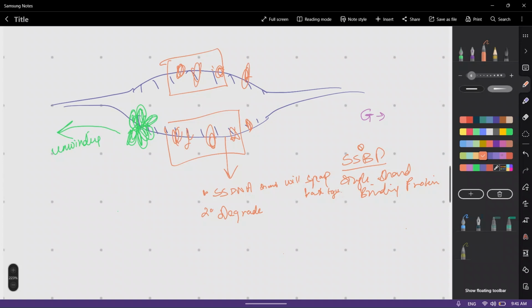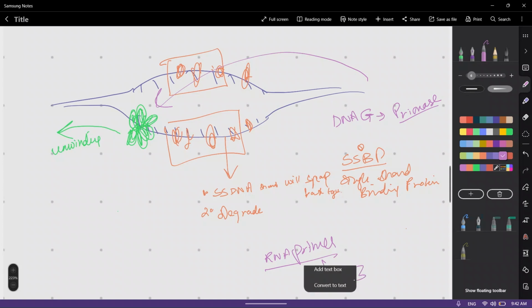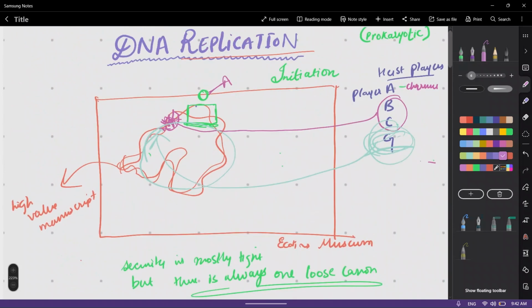So that happens. Now at this moment, your DnaG is nothing else but a primase enzyme. This primase enzyme will come into the mix and form your RNA primer, which is again a prerequisite for the DNA polymerase to work. DnaG is your primase. It will form your RNA primer, which will provide the DNA polymerase with the 3' OH end, and polymerization will happen. So that was all about DNA replication in prokaryotes, the initiation part.